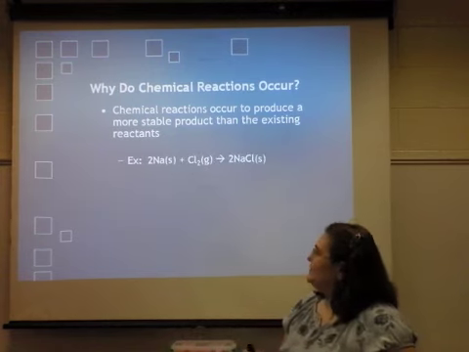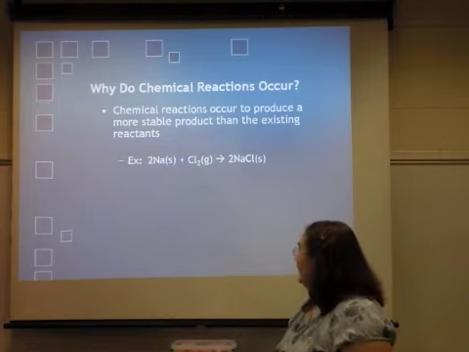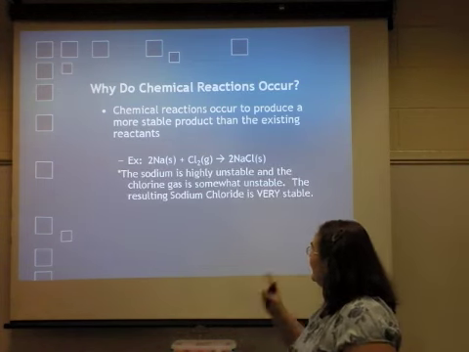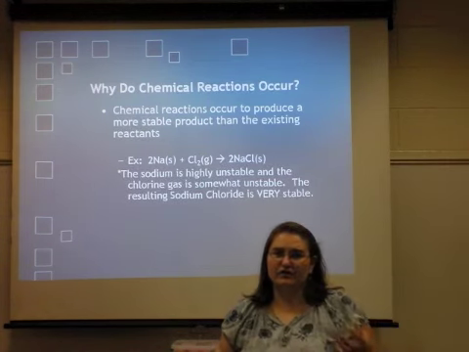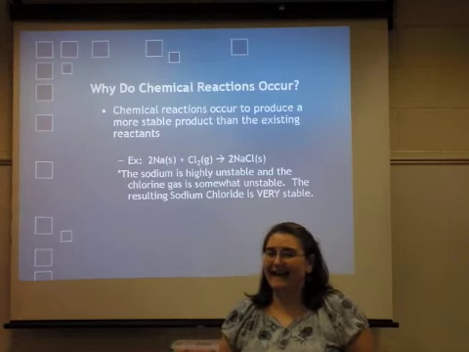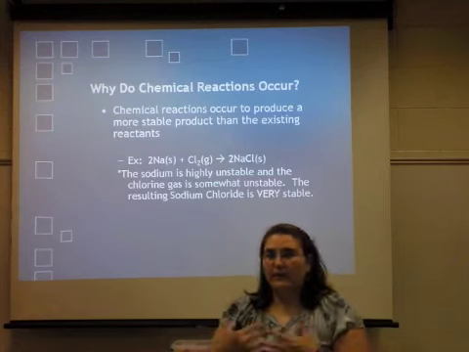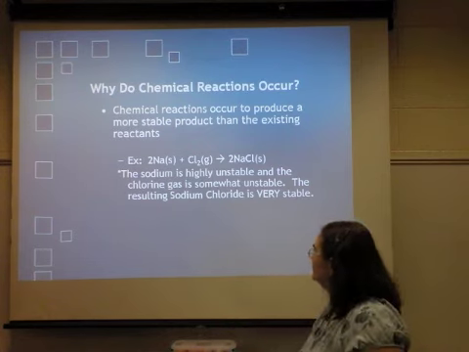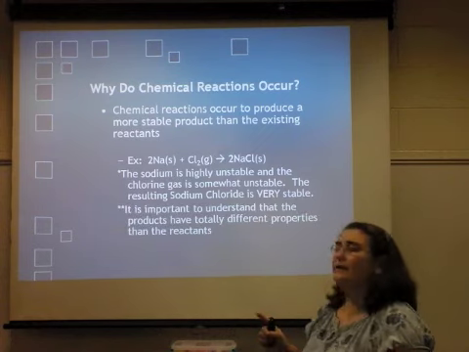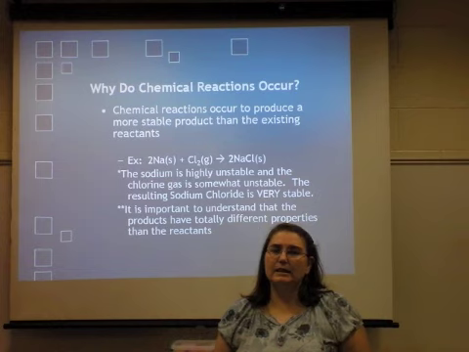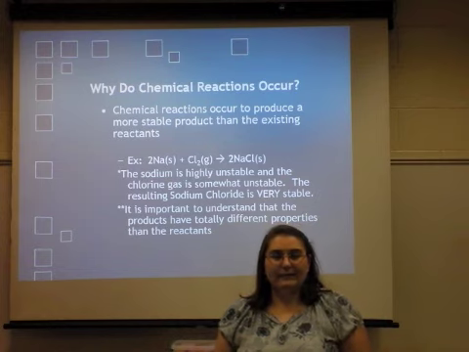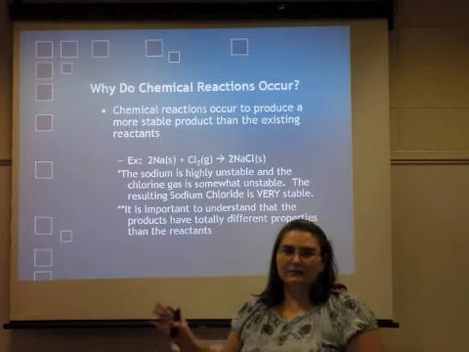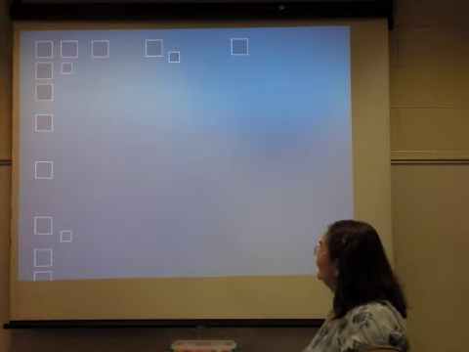So, for example, if I take 2 sodium and I react that with chlorine, I'm going to end up with 2 molecules of salt. Well, remember we talked about sodium and chlorine both being unstable. Sodium is highly flammable. Chlorine is a toxic gas. Alone, we don't want to deal with either of them, but when we put them together, we get this very stable molecule of salt. It's important to understand, though, that products are going to have a completely different set of properties than what the reactants are. Sodium and chlorine have very different properties than what salt, the end product, actually comes out with.